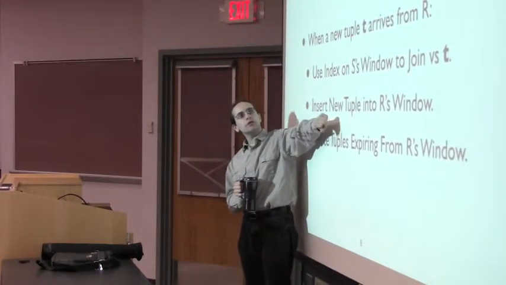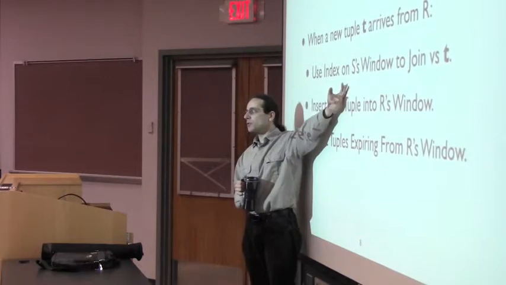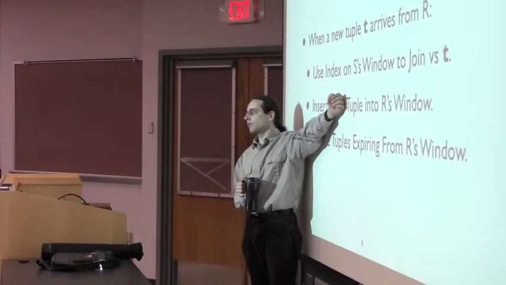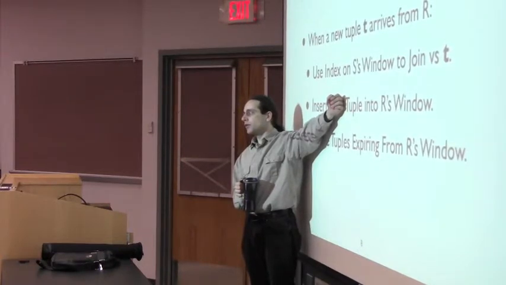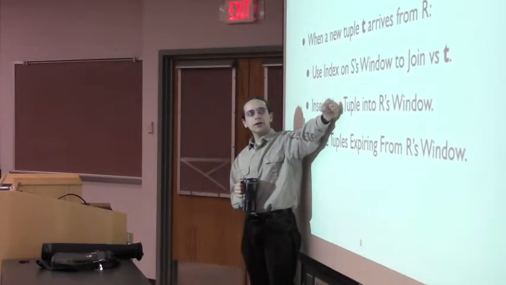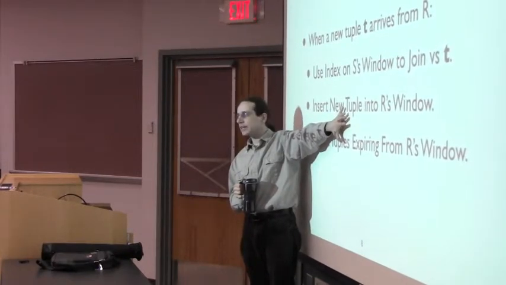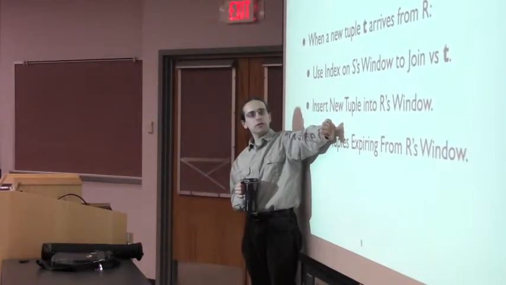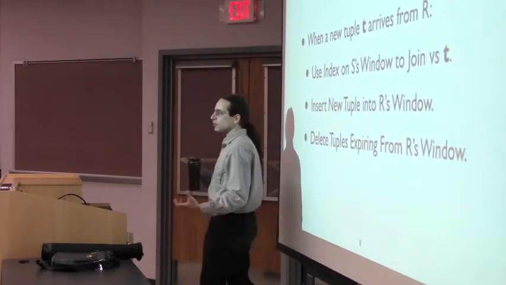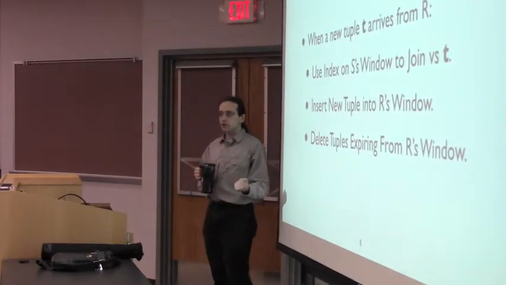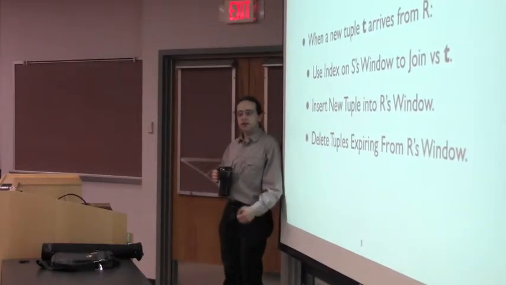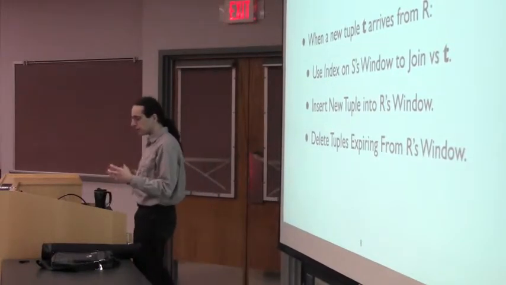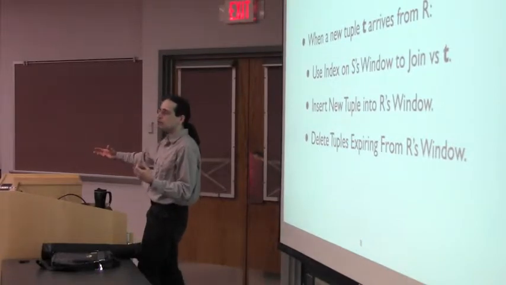Now, this is sufficient for tuples arriving from R, but we also need a similar algorithm for tuples arriving from S. And the key distinction here is that the index that we build is completely independent. We essentially have to build two index structures, one for each window, and the choice of index structure that we use is entirely independent of the choice of index structure that we use for the other side.